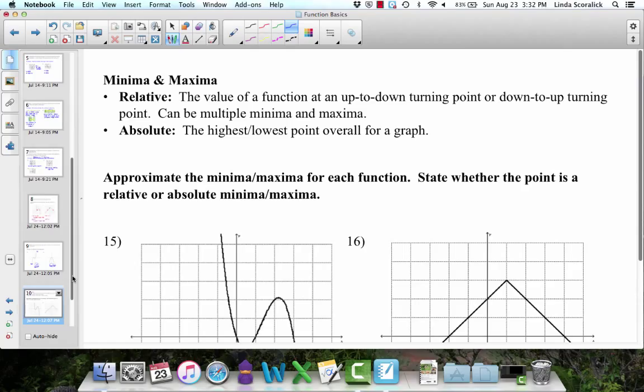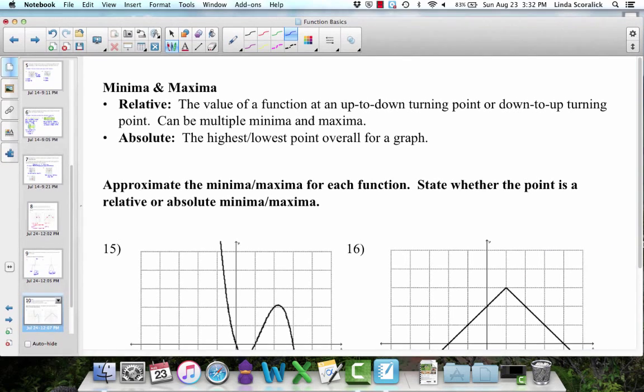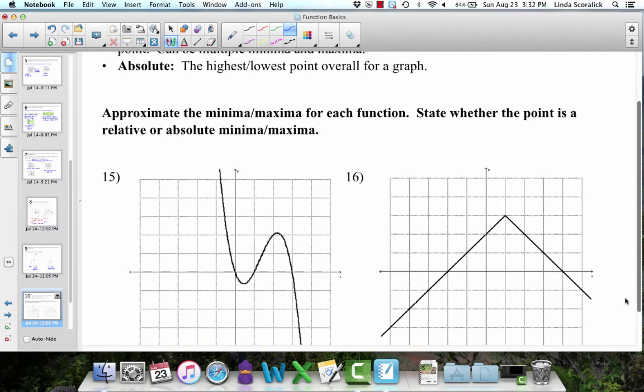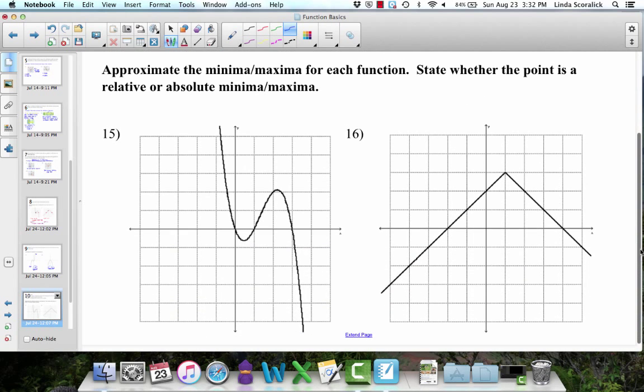An absolute minima or maxima, on the other hand, is the strictly highest or lowest point overall for the graph. So in examples 15 and 16, what we're going to do here is not only approximate the minima and maxima for each function, but we're going to state whether the point is a relative or absolute minima or maxima to clarify which one is which. So let's look at number 15. What we want to do is identify all turning points, so like here and here, and we're going to start there. So what are our ordered pairs?